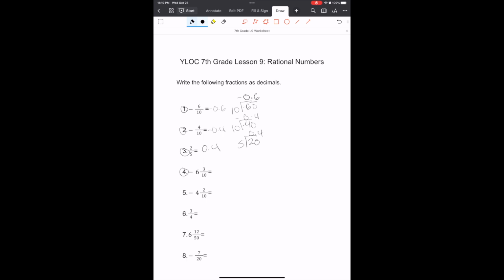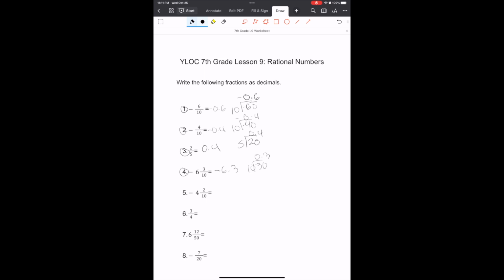Number 4, negative 6 and 3/10. So we already know the first number is negative 6. And then 3 divided by 10. So it's a 0 point, bring down 0, 10 goes into 30 3 times, so negative 6.3.